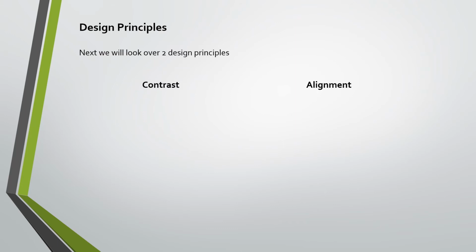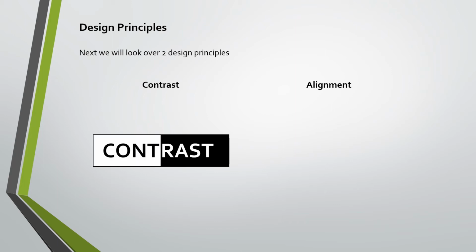So, next, as I said, we've looked over 2 design elements. We're going to look over 2 design principles now. The design principles we're going to look over are contrast. So there's a nice example of contrast there. And alignment. So there's an example of alignment. So contrast is a little bit of colour theory as well.